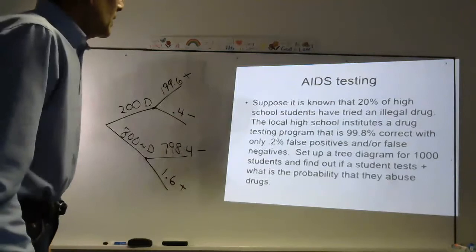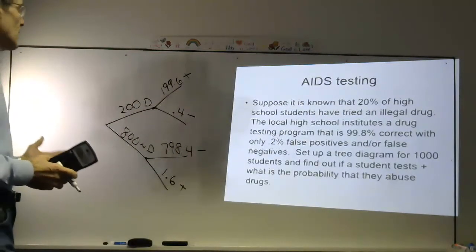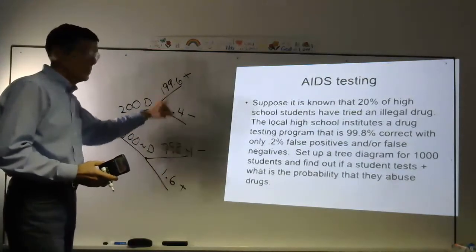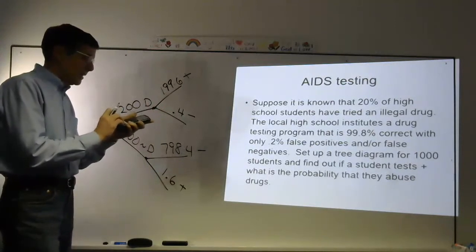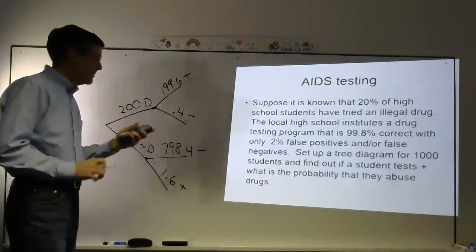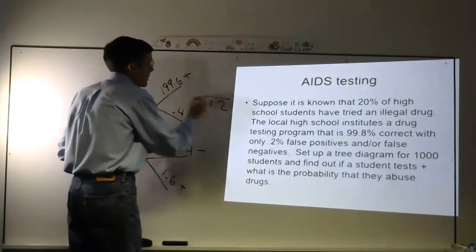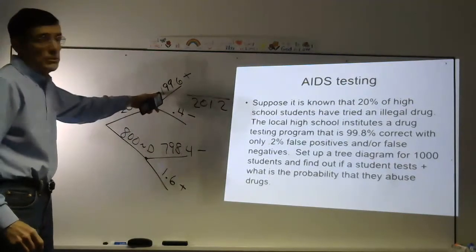Okay? All right, so now the question. If a student tests positive, here are the ones that test positive. See them? So I've got 199.6 plus 1.6 testing positive. That goes on the bottom, 201.2. What is the probability they actually abuse drugs?